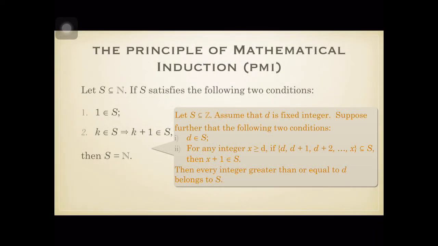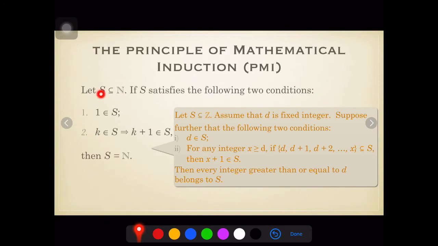Mathematical induction, or PMI, states that if we have a set S that is a subset of the natural numbers, in the event that the set S satisfies the following two conditions, 1 is in S, and if k is in S, that would imply k plus 1 is still in S, then automatically set S is just equal to the set of natural numbers. Some of the books will have other presentations of PMI, and that is the one that we have here inside the box.